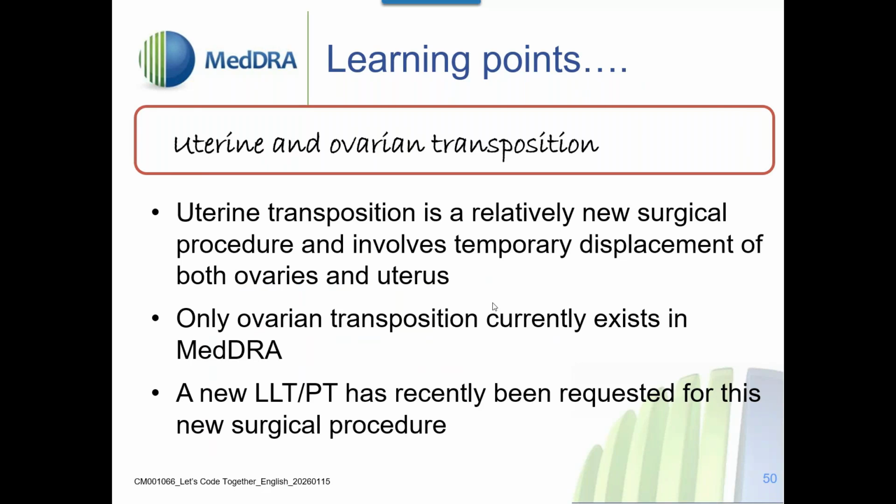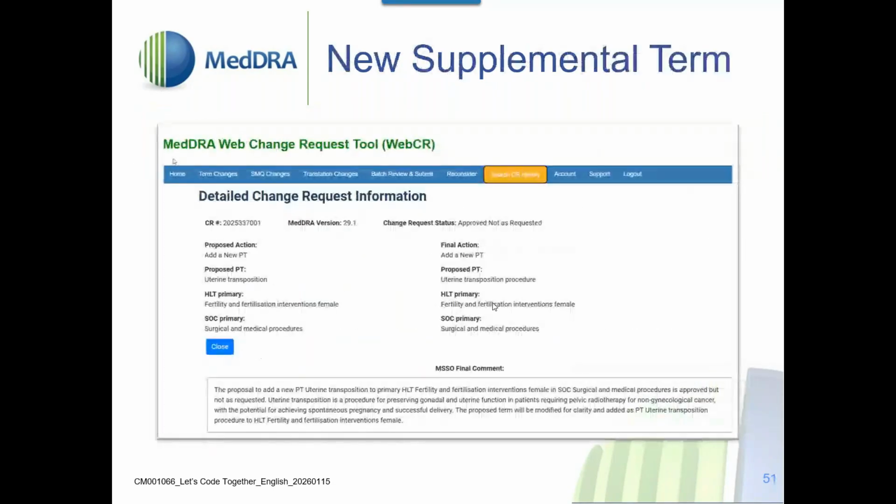Uterine transposition is a relatively new surgical procedure and involves temporary displacement of both ovaries and uterus. Only ovarian transposition currently exists in MedDRA, but a new LLT and PT has recently been requested for the new surgical procedure. This is very much hot off the press. Here, this is what you can find yourself within the WebCR tool. This is where you look at searching the change request history. You can see that the new PT was requested of uterine transposition under the HLT we looked at, fertility and fertilization interventions female. And the final action was that it was approved, not exactly as requested.